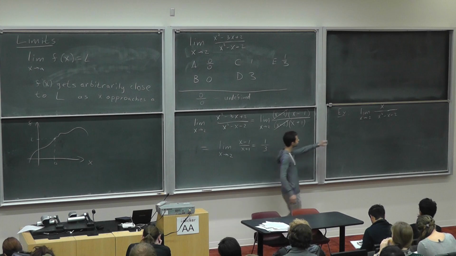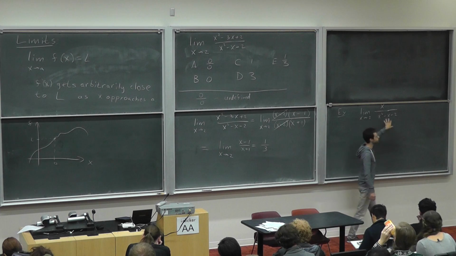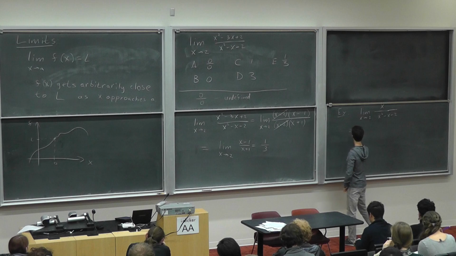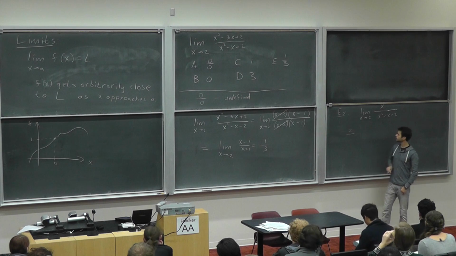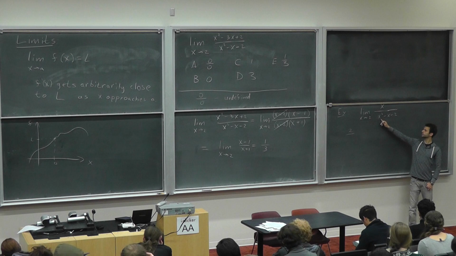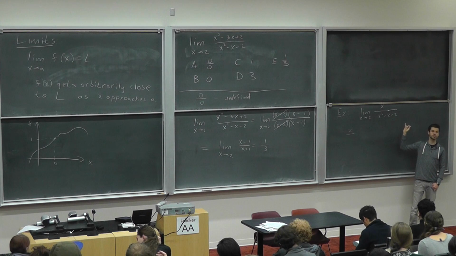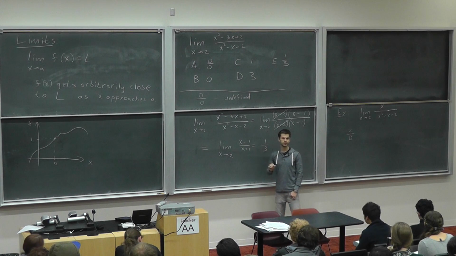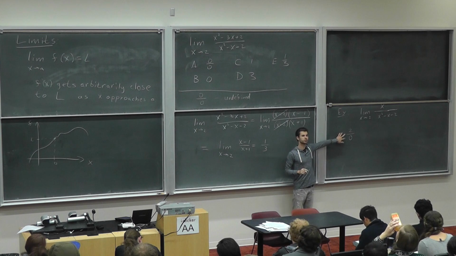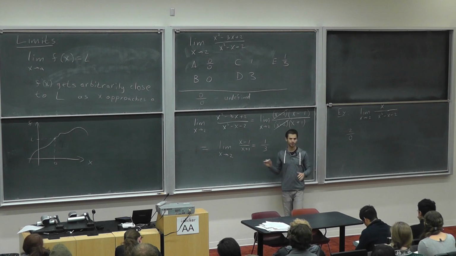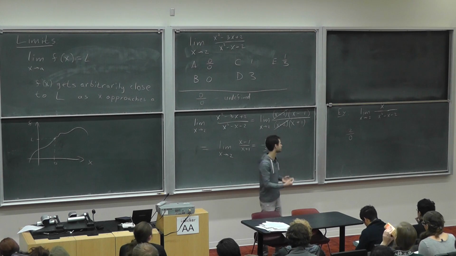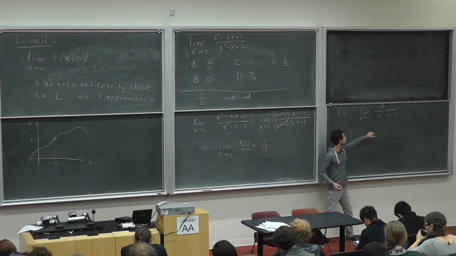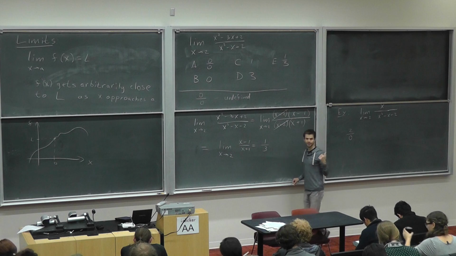Try to argue what happens to the numerator when x goes close to 2, and what happens to the denominator. The numerator becomes close to 2. The denominator comes close to 2 squared minus 2 minus another 2, which is 0. Once again, this is not the value of the limit, it's just our way of thinking about it. So the numerator is close to 2, the denominator is close to 0. What can we say about this expression?